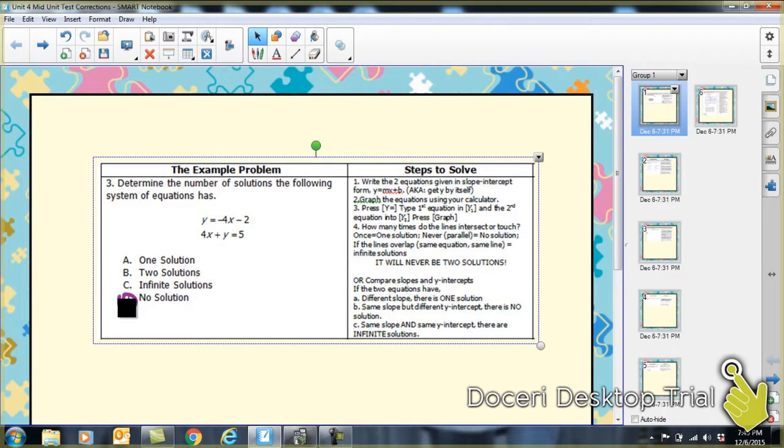So that's your answer. This equation was y equals negative 4x plus 5. We got that by subtracting 4x. And so if you look at your slopes, the slope of this first line is negative 4, and the slope of the second line is also negative 4, but their y-intercepts don't match. So that's why you have same slope, different y-intercept. It's no solution. It makes them parallel.